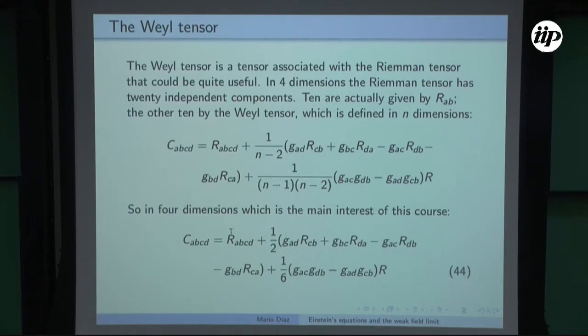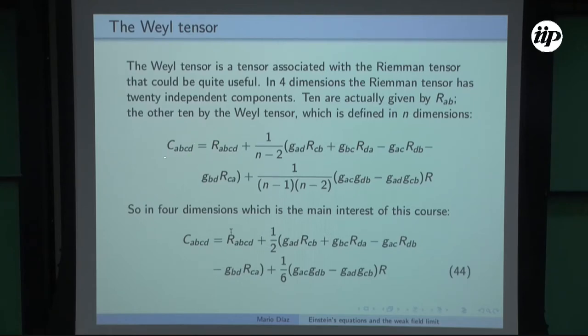So the Weyl tensor is a tensor associated with the Riemann tensor that provides some very useful information, particularly in the case of gravitational radiation. In four dimensions, the Riemann tensor has 20 independent components of the 256, and 10 are actually given by R_AB, but the other 10 are actually given by the Weyl tensor. That's the reason why it's useful to construct this quantity.